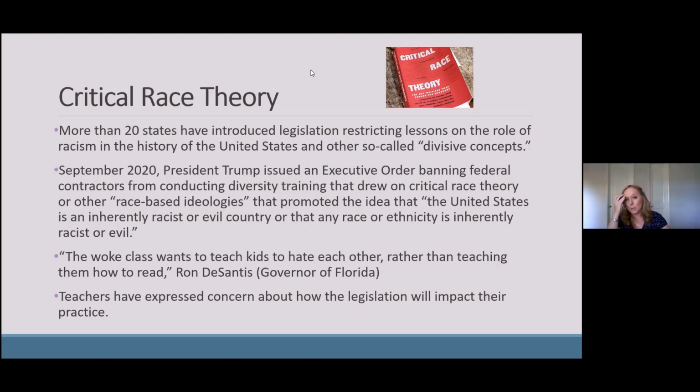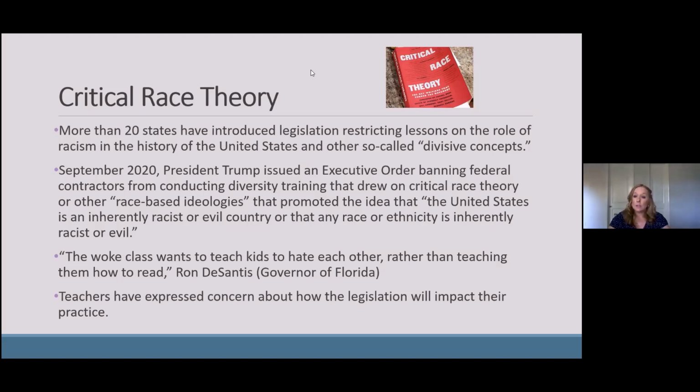But the Governor of Florida, who makes the news a lot, he says the woke class wants to teach kids to hate each other rather than teaching them how to read. And earlier in our session, we talked about this idea that there's this complete misinterpretation of critical race theory. And there is never, in anything that I've read on critical race theory, where you are supposed to teach students to hate each other. And you are not supposed to teach white people to hate themselves. We are increasing racial literacy and thinking about how the implications of race in America have influenced where we are, which also includes a legacy of white supremacy.